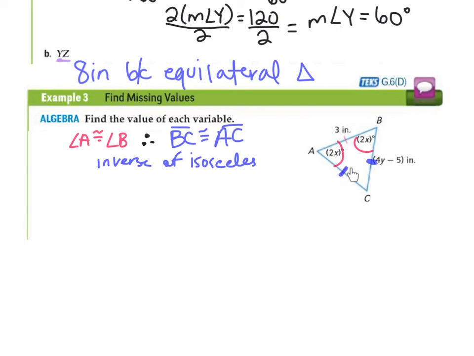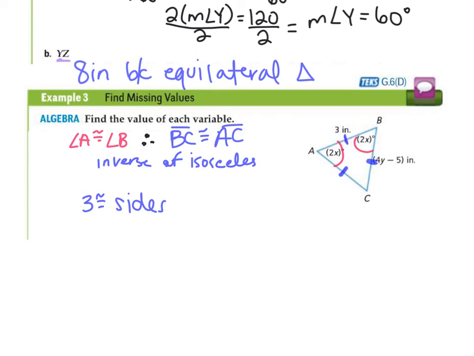Okay, let's look at what that leaves us with. We have two congruent sides here, but this side was also congruent here. So we have three congruent sides. Okay, so all three sides are going to be congruent. So that means all sides will be 3 inches.